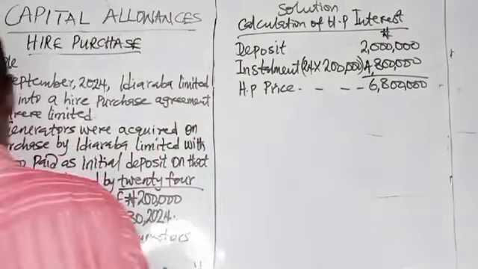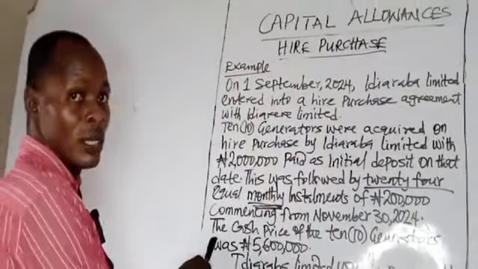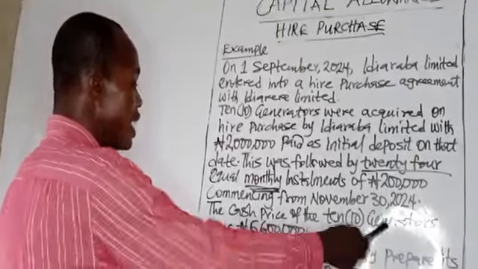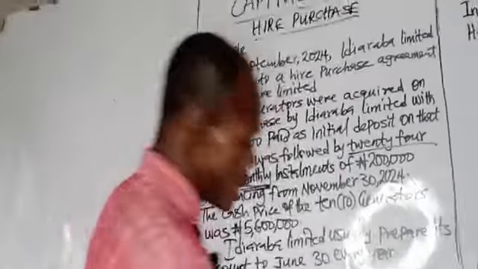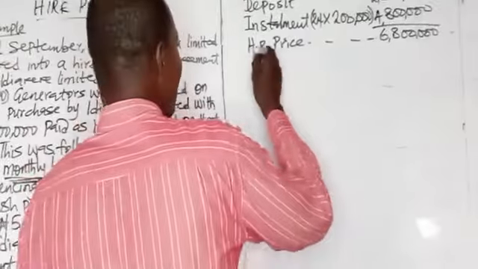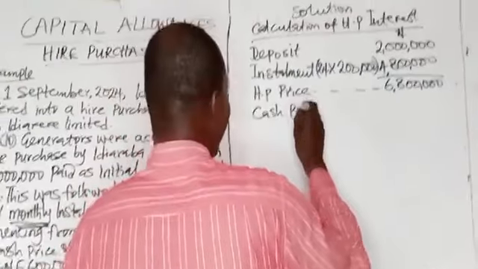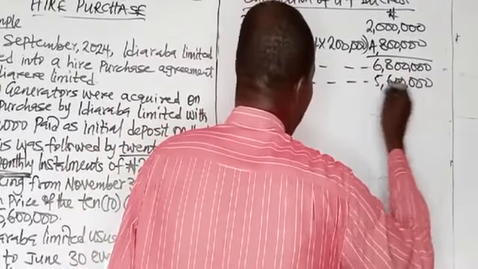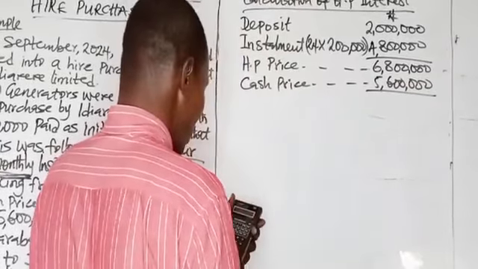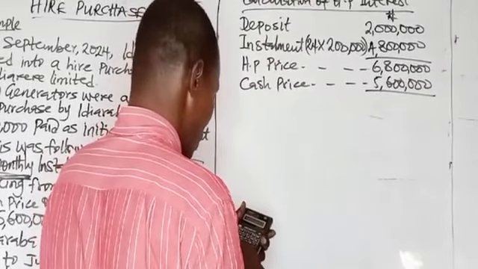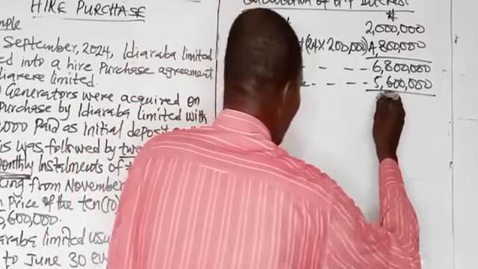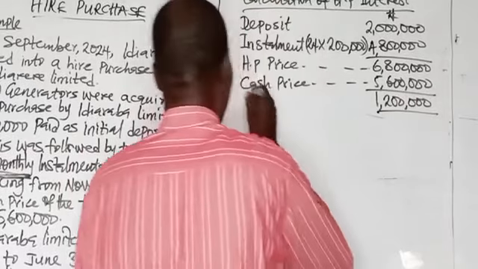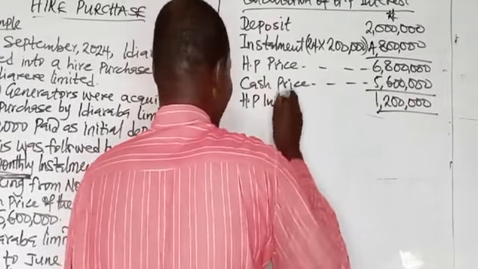Back to the question. The cash price of the 10 generators was 5.6 million. If you subtract 5.6 million from 6.8 million, then you'll be left with 1.2 million. This 1.2 million represents the higher purchase interest.